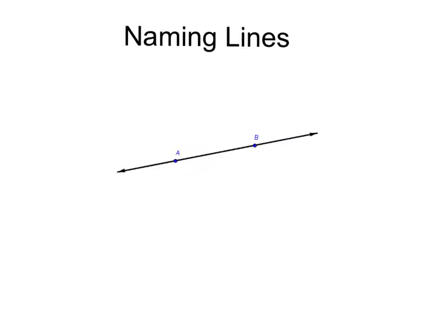Here we have a line that passes through 2 points, points A and B. It's a line because it goes on in both directions. We can name this line either line AB or line BA. It doesn't matter which point we name first. When we record the name of a line, we write it like this. We can name this line either line AB or we can name it line BA.